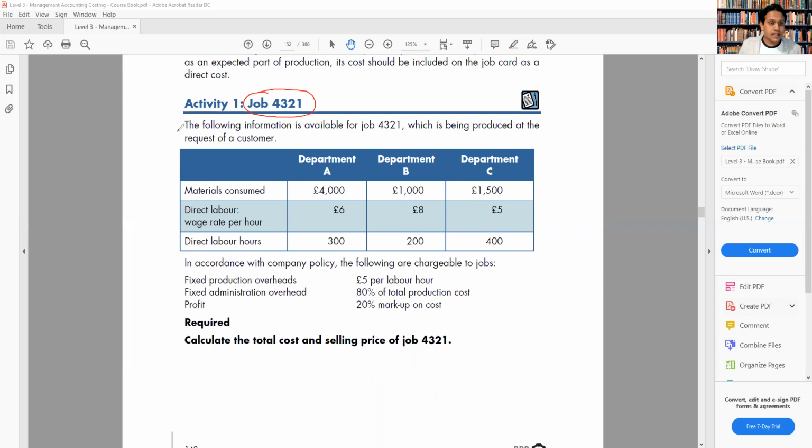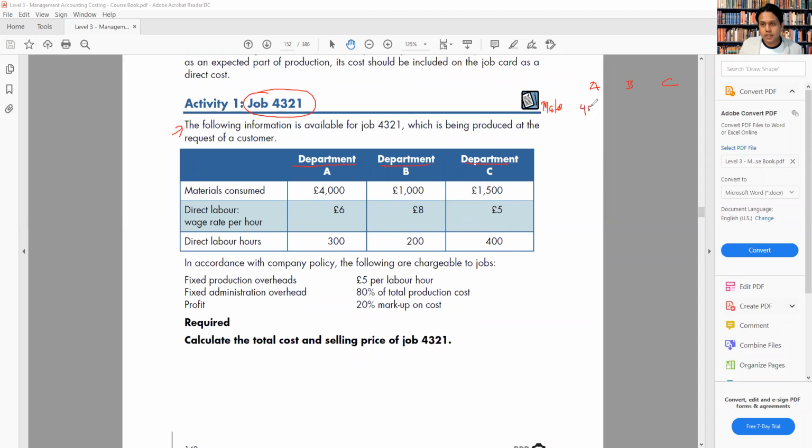Let's read that. It says the following information is available for job 4321, which is being produced at the request of a customer. We have three departments: department A, department B, and department C. Material we have 4,000, department B 1,000, department C 1,500. So I'm going to write here A, B, and C, and material.